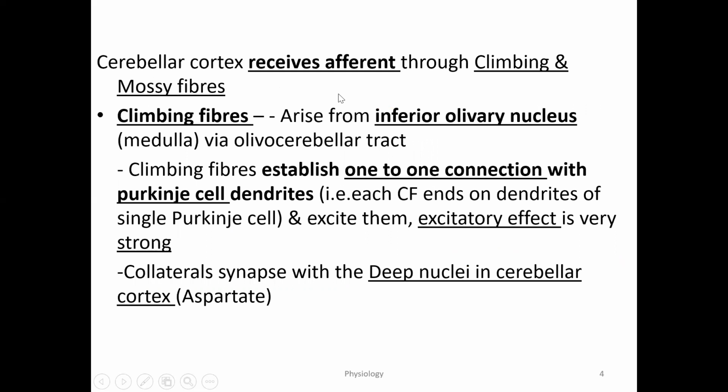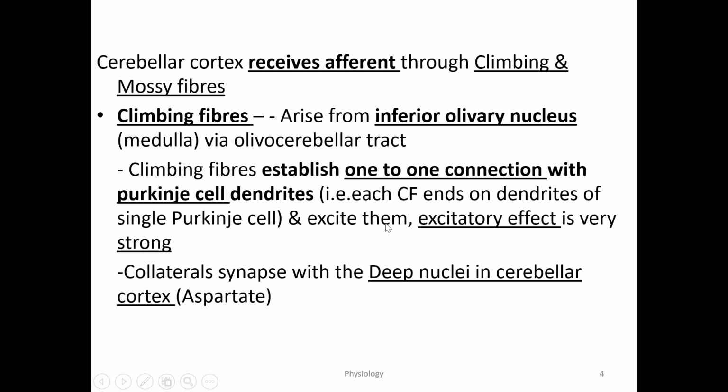Now, what are the afferents which enter into the cerebellum? That is nothing but the climbing fiber and the mossy fiber. In the last lecture, we saw what is meant by climbing fiber. It is the afferent or input only from the inferior olivary nucleus, called the olivocerebellar tract, and this inferior olivary nucleus is present in the medulla. The climbing fiber synapses directly with the Purkinje cell dendrites, a one-to-one connection.